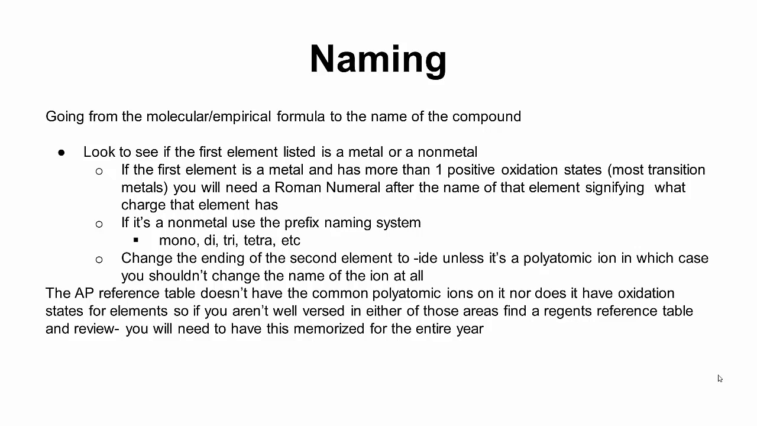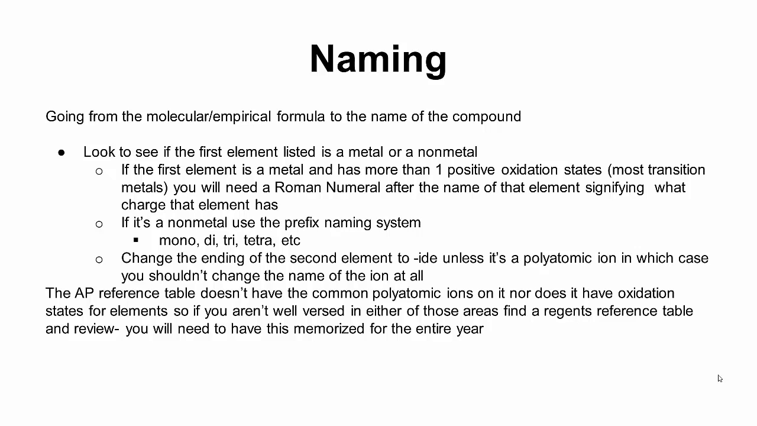If the first element is a metal and has more than one positive oxidation state, like most transition metals, you're going to need a Roman numeral after the name of that element telling us what charge it has. For example, iron is a transition metal that has multiple oxidation states. +2 and +3 are very common. In order to name a compound using iron, you're going to have to use Roman numerals to tell us what oxidation state iron is currently in.